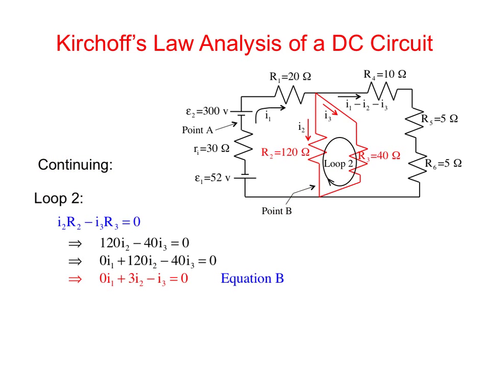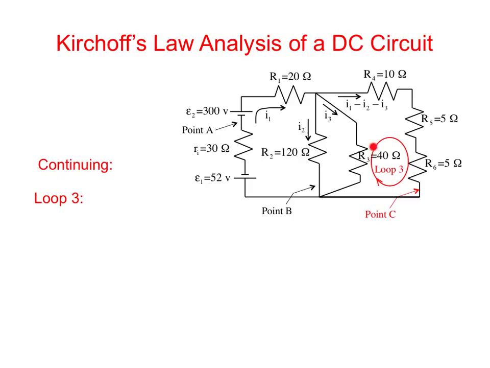And if you just look, you can see I'm going against the current, so it's a voltage increase of I2R2 and a voltage drop of I3R3. And I happen to notice that 40 goes over 123 times, and so I simplified this relationship like so.